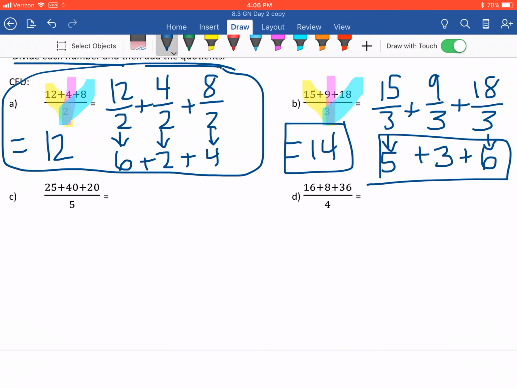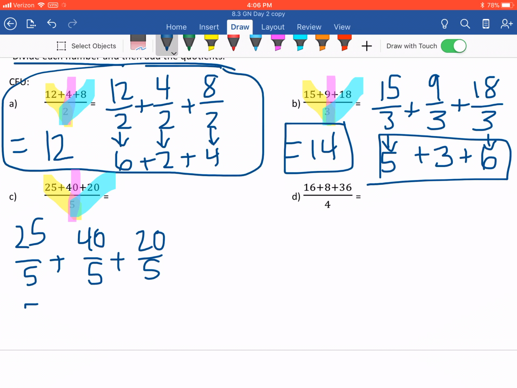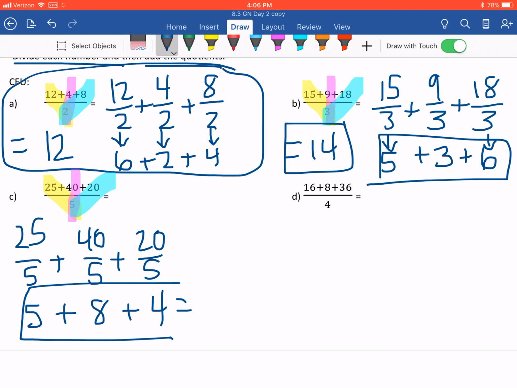It's okay if you didn't. We all make mistakes. Next one, 25 divided by 5 goes first. 25 divided by 5 plus 40 divided by 5 plus, last one, 20 divided by 5. 25 divided by 5 is 5. 40 divided by 5 is 8. 20 divided by 5 is 4. Add all these guys up, and we get 17.